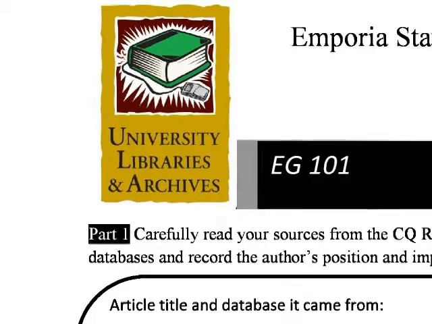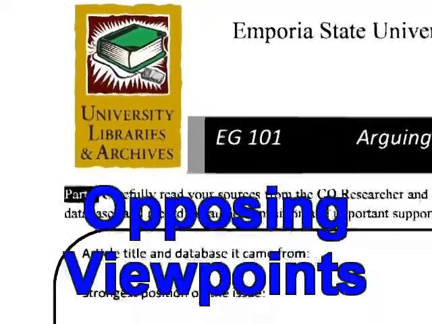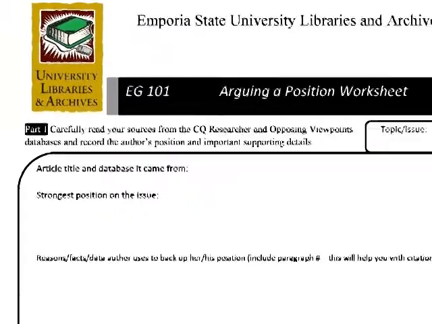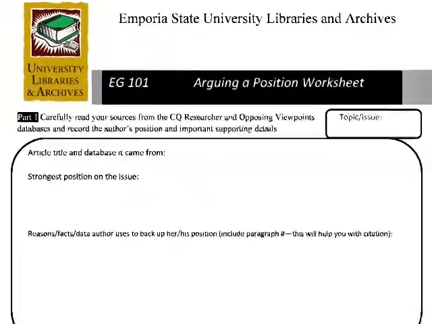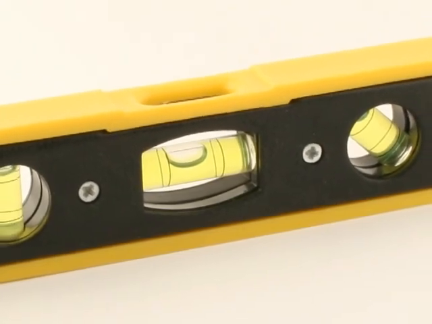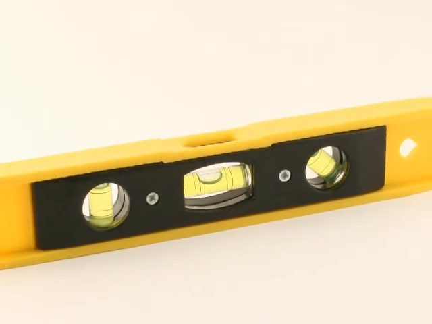In Part 1, you will report on 2 articles you have found through CQ Researcher and Opposing Viewpoints. You will need to write down the articles' titles and which database you got them from. Now, CQ Researcher and Opposing Viewpoints articles are written in such a way that they try to present a very complete view of the issue.